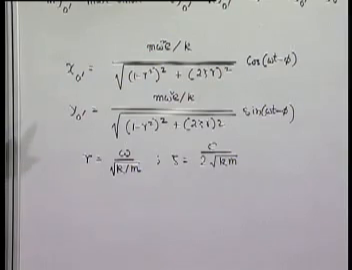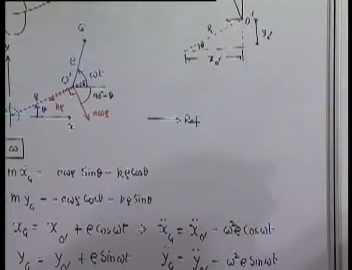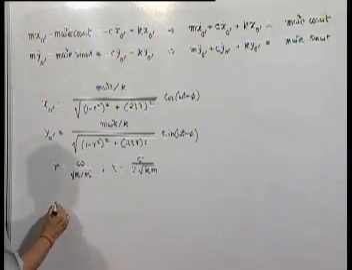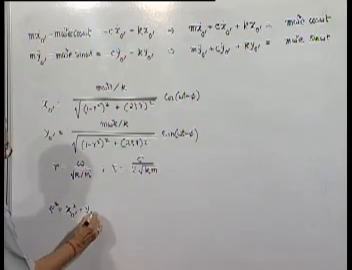Now, one thing is very clear, that if we want to find out, this is xo prime, this is yo prime. So, rho square is equal to xo prime square plus yo prime square.